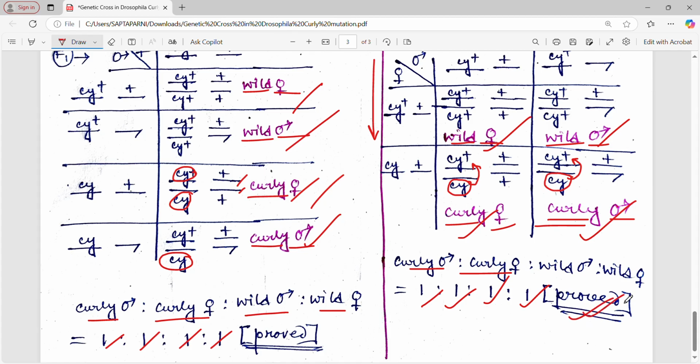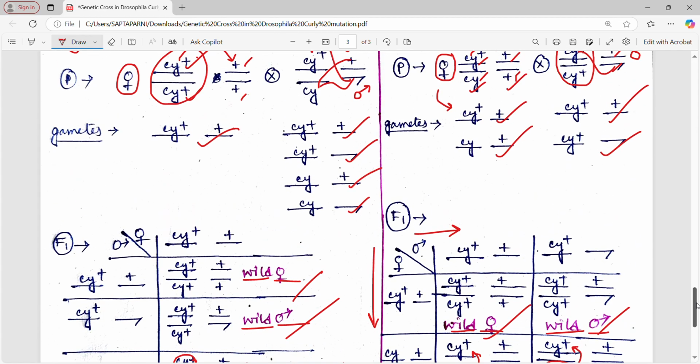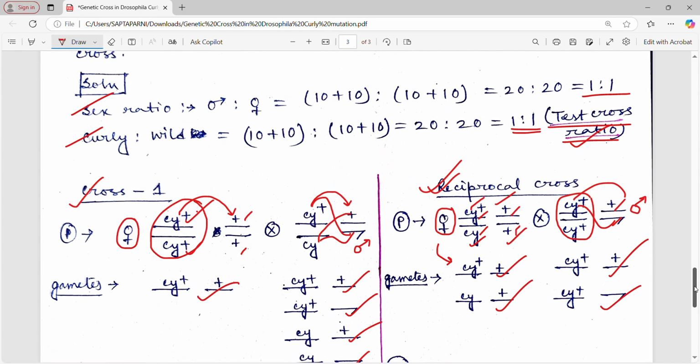Okay, so in case of test cross, you can take any one parent as homozygous recessive. It could be either mother or father. Okay, you can take anyone as homozygous recessive, and the other parent should be heterozygous in nature. Okay, and then the cross will match the F1 progeny given in the question. Okay, so this is all about today's video.